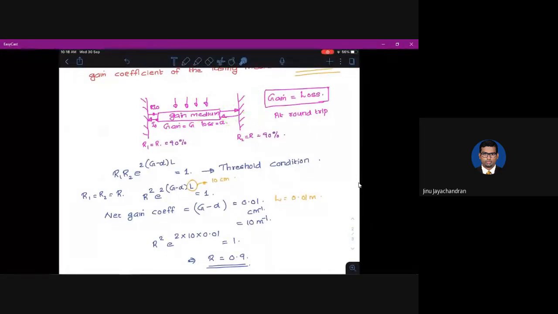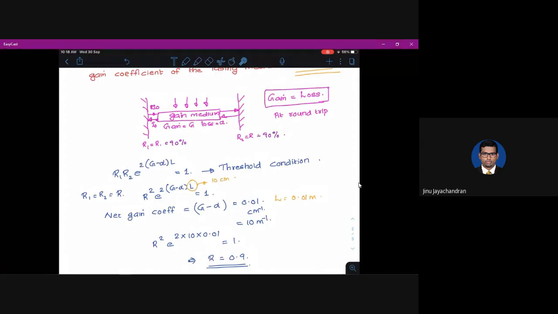So that is basically what is meant by reflectivity: how much amount of light is reflected back. That's called reflectivity or reflectance. And how much will be transmitted? Whatever the reflectivity, that much percentage of light will be reflected back, and the rest of the light will be transmitted. Okay, fine.